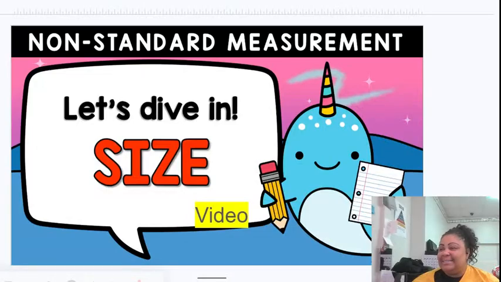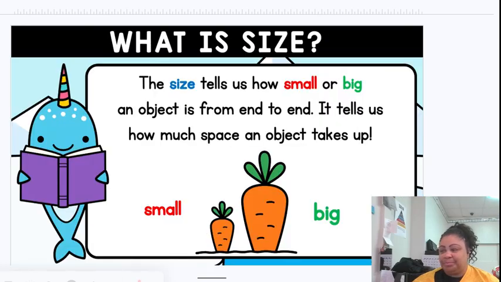Hello guys, today we're going to talk about size. Size. The size tells us how small or big an object is from end to end. It tells us how much space an object takes up.